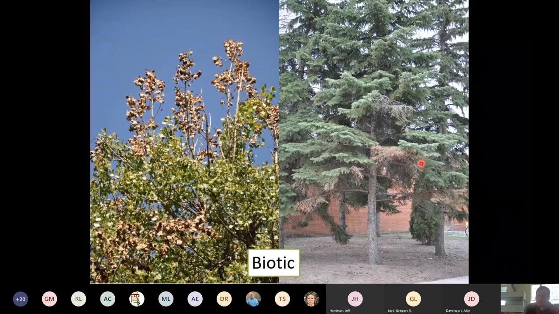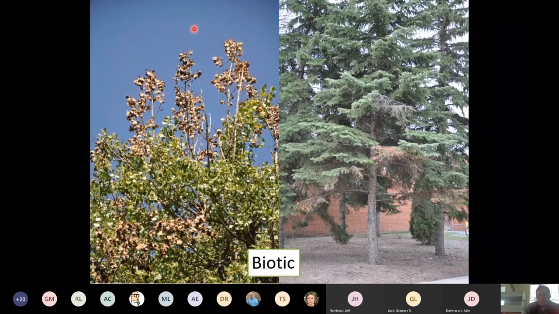So that's in a nutshell why when you see diseases, they often tend to be in the lower part of the tree and work their way up. I don't know why the insect borers start high and go low, but maybe an entomologist can inform us better on that in a future presentation. But that's just general patterns that are followed.